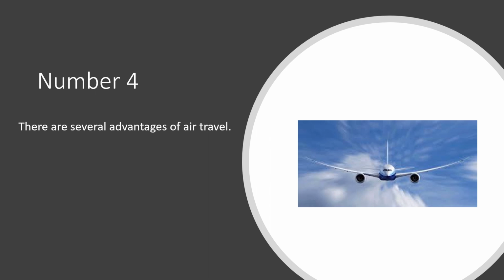Example number 4. There are several advantages of air travel. If you can see this topic sentence, you can only identify the main idea. It means the supporting details are not stated in the topic sentence, and that is very okay. So you can simply say there are several advantages of air travel. Just the same as the previous, try to predict or analyze what is the rhetorical structure of the text.